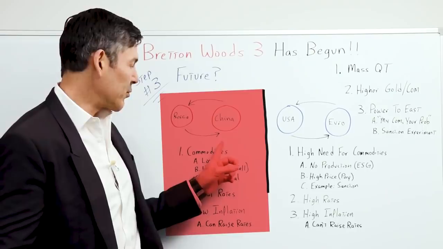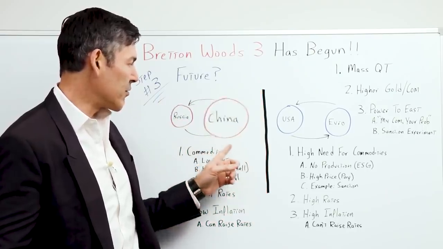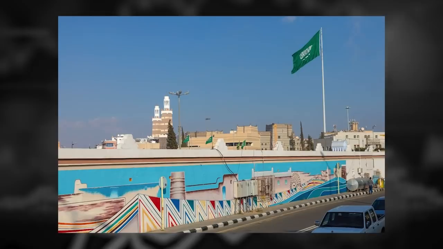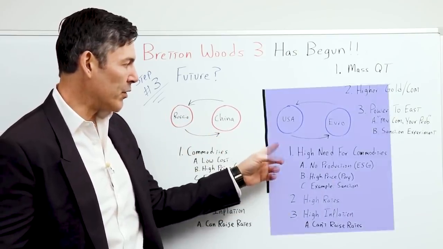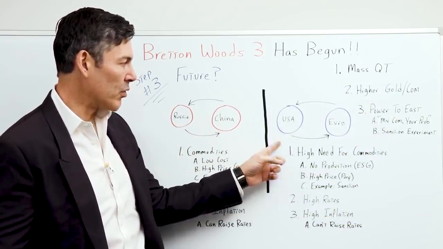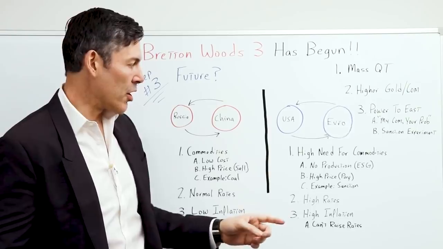So on the left, we'll call it the East, we've got Russia, China, Brazil, India, Saudi Arabia, other countries. They're basically trading amongst one another. And on the right, we've got the West. They're doing the same. Call it USA and Europe.